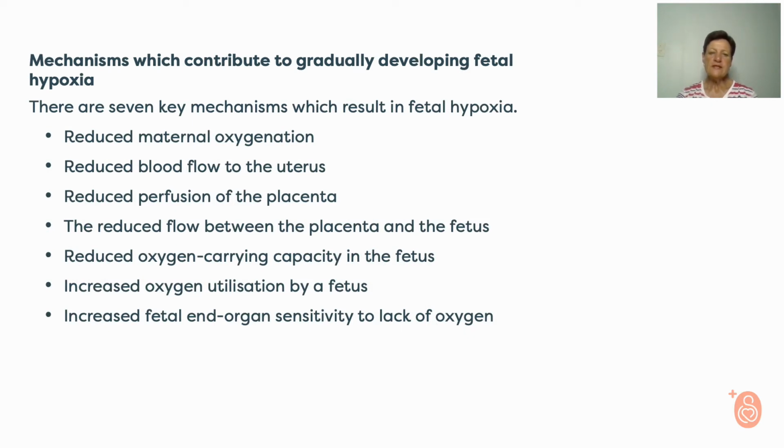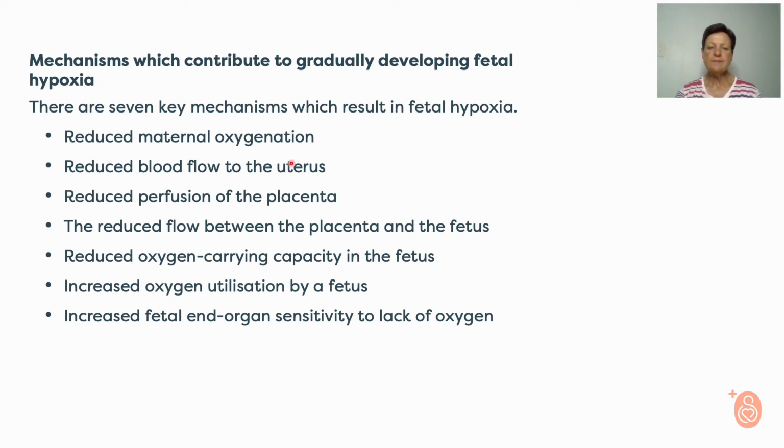Now, there are different things that contribute to gradually developing fetal hypoxia, and there are 7 key mechanisms that result in fetal hypoxia. The first is reduced maternal oxygenation, and that seldom happens. The mother usually has enough oxygen in her blood. This might happen when the mother has a heart defect, or in the case of vaginal hemorrhage, where the mother is bleeding and loses a lot of blood, and then obviously oxygenation as well.